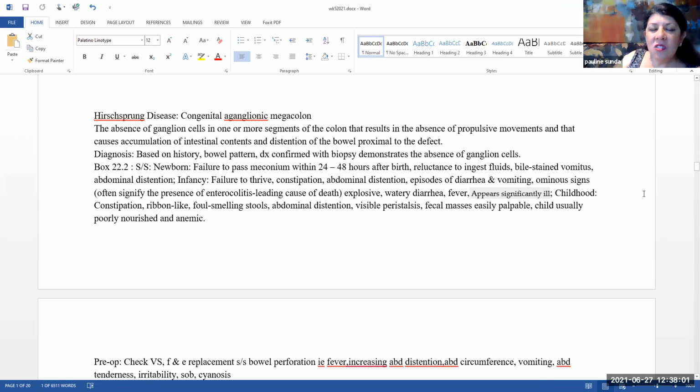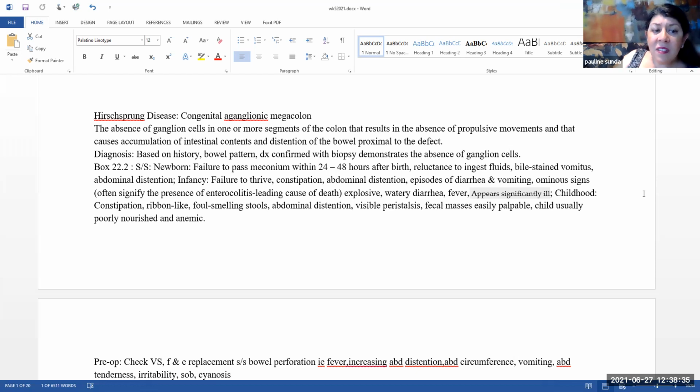Diagnosis, this is based on history, bowel pattern. The diagnosis is confirmed with a biopsy that shows an absence of the ganglion cells. In box 22.2, you will see the different signs and symptoms. So for the newborn, failure to pass meconium within 24 to 48 hours after birth, reluctance to ingest fluids, bile-stained vomitus, abdominal distension. In infancy, you would see failure to thrive, constipation, abdominal distension, episodes of diarrhea and vomiting.